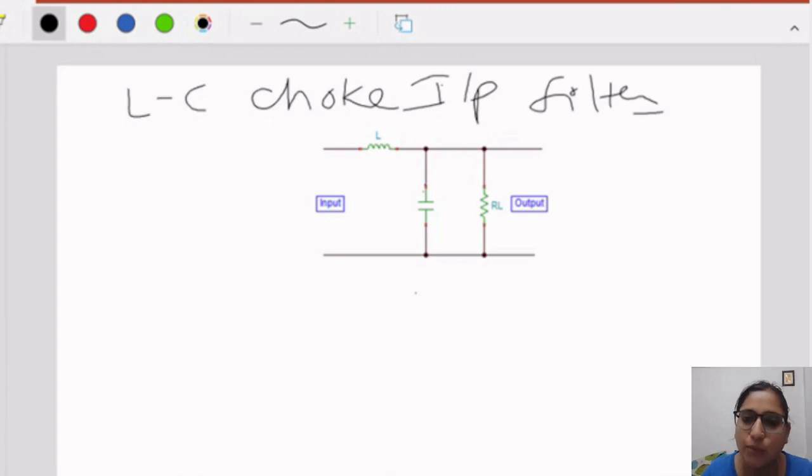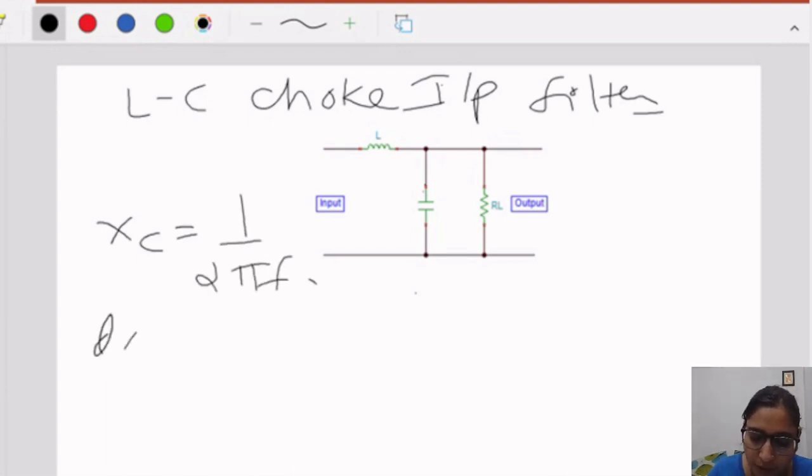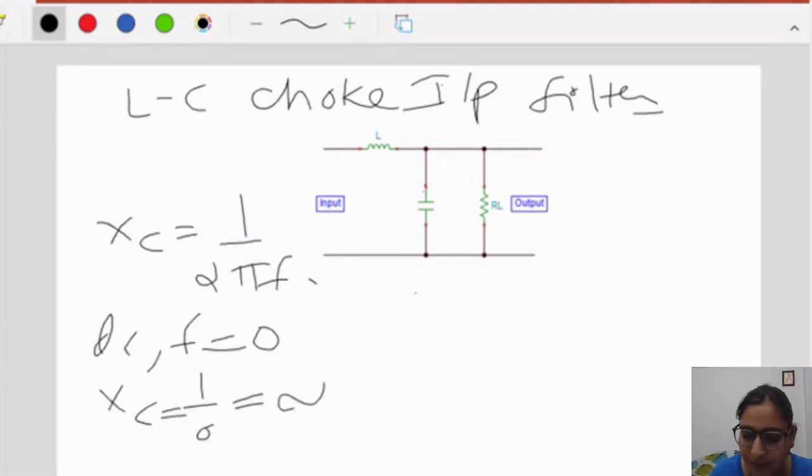Now here we can see that one inductor is connected with the capacitor, and the capacitor is connected in parallel with the load resistor RL. We know that capacitive reactance XC is 1 upon 2 pi FC, and for the DC component, frequency is 0. So XC will become 1 upon 0, which is considered infinity. So for the DC component, the capacitor works as a blocking device because it provides infinite resistance, or works as an open circuit, when DC components flow through it.